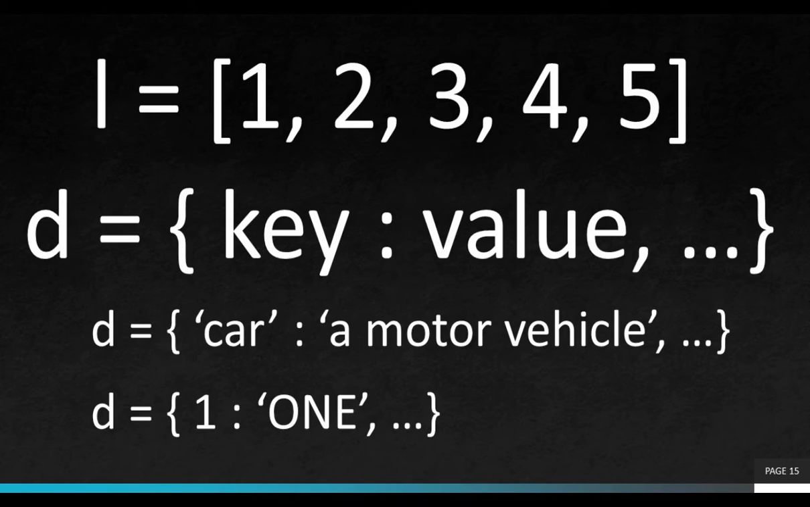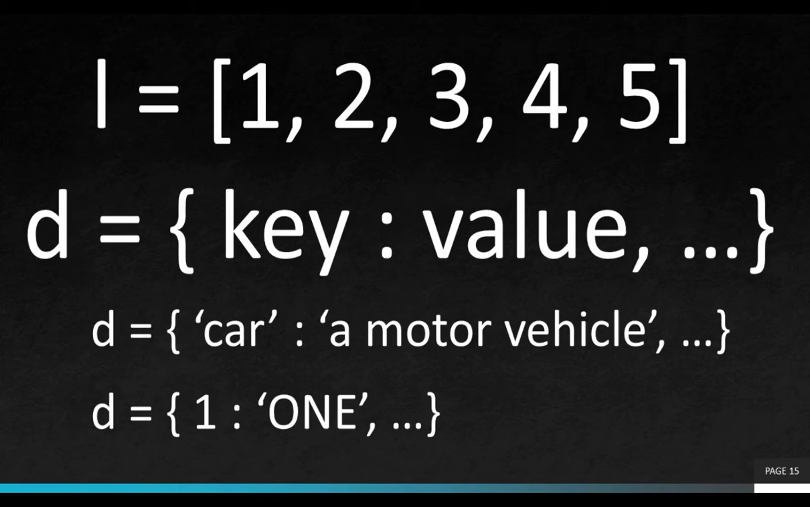In other words, it's similar to the concept of a dictionary where you have words and the definitions for those words. The words represent keys in our dictionary and the definitions are the values. Similarly here, in this example, I have an object called D where the key is car and the value is a motor vehicle. Another example is I have 1 as a number and then it's written in words, one. So this is considered one pair of key and value, or key value pair.